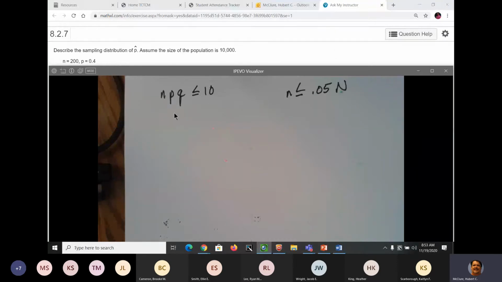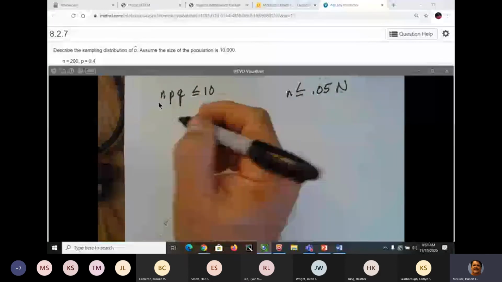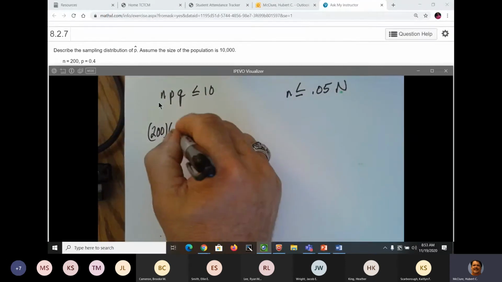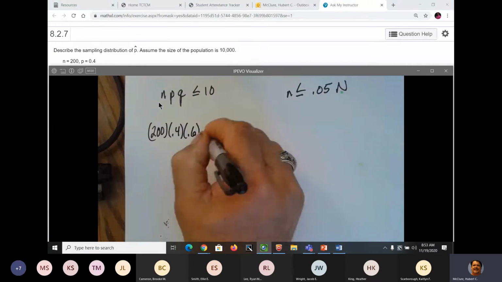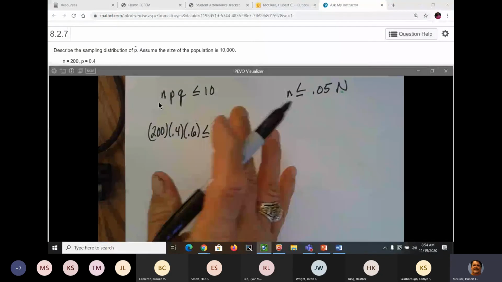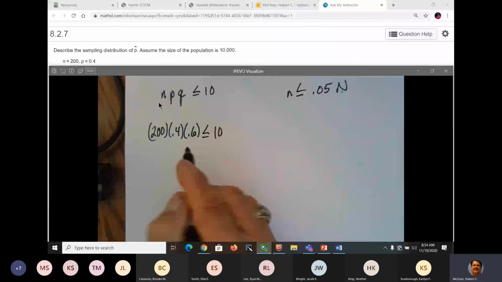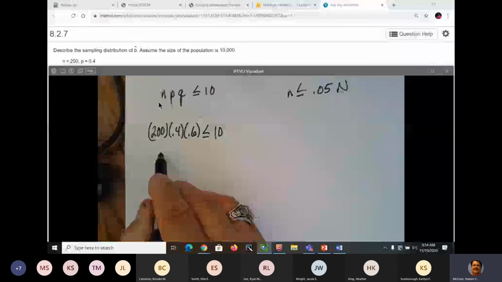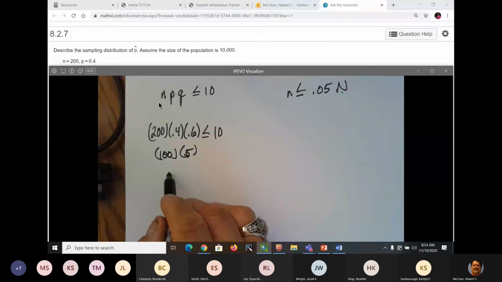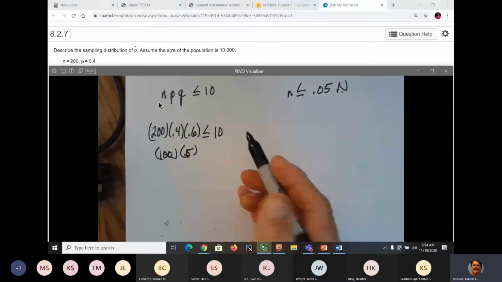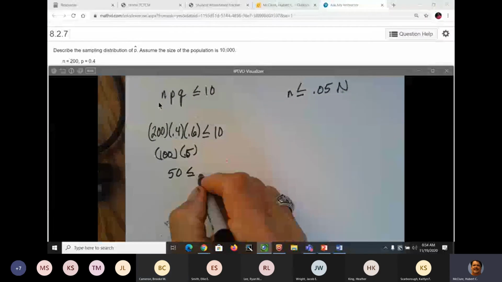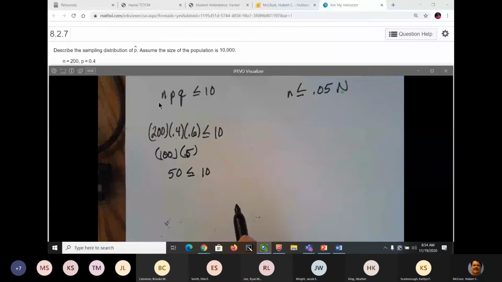I'd appreciate it. All right, n is 200. p is 0.4. Therefore, q is 0.6. I'm just going to use a little bit of common sense. 0.4 and 0.6 is around 0.5. So half of 200 is 100. Half of 100 is what? 50. Thank you, Miss Cameron. Okay, that's a problem, unless I've done something wrong.